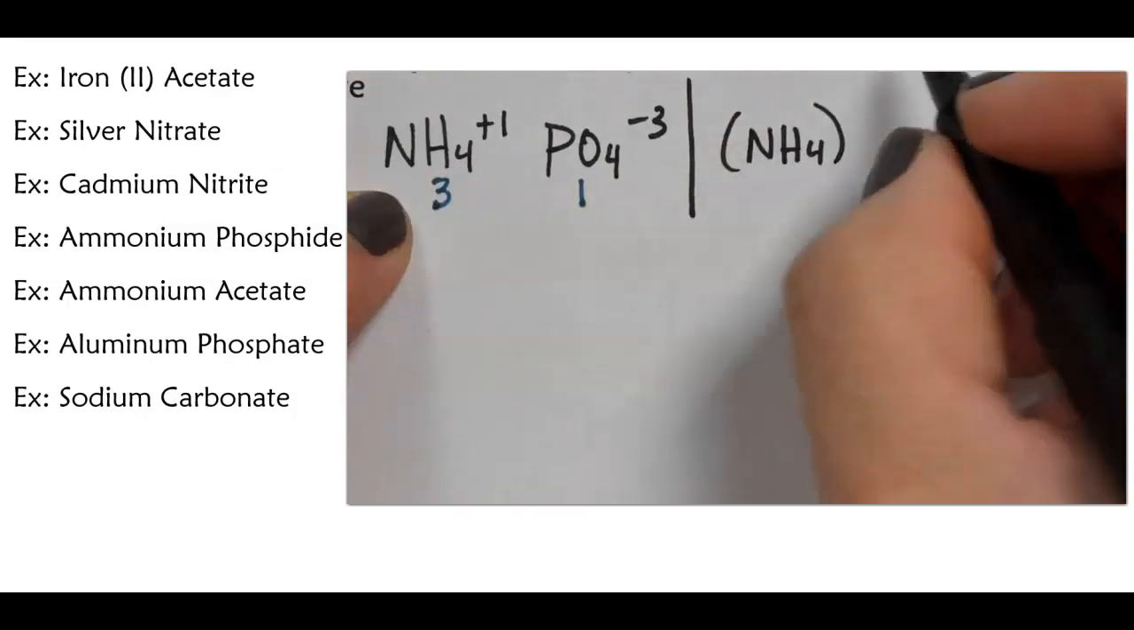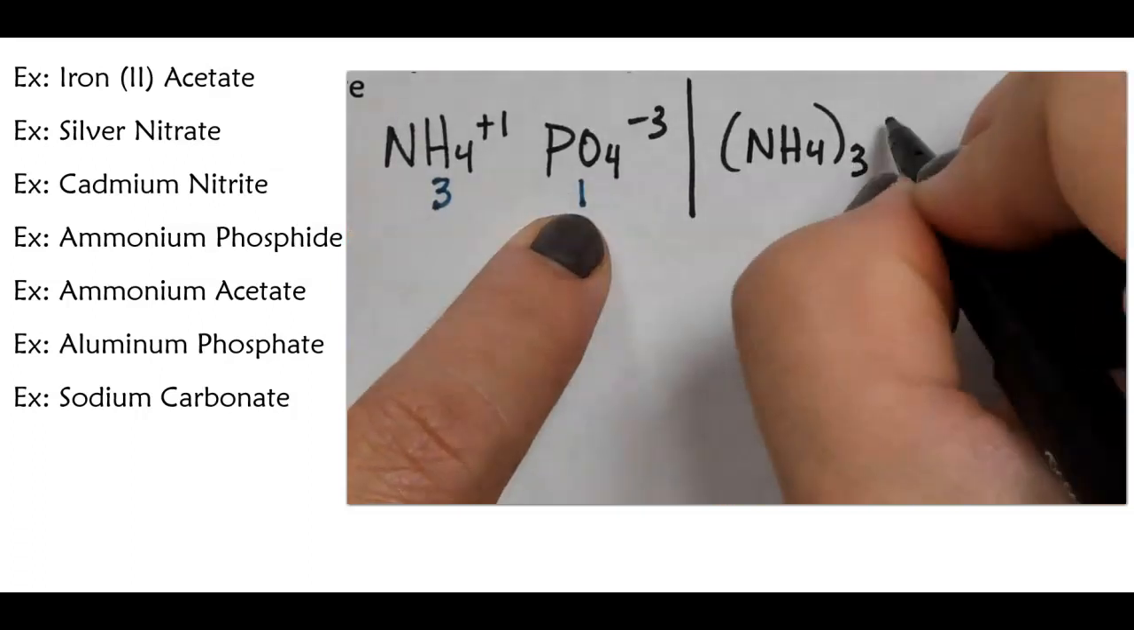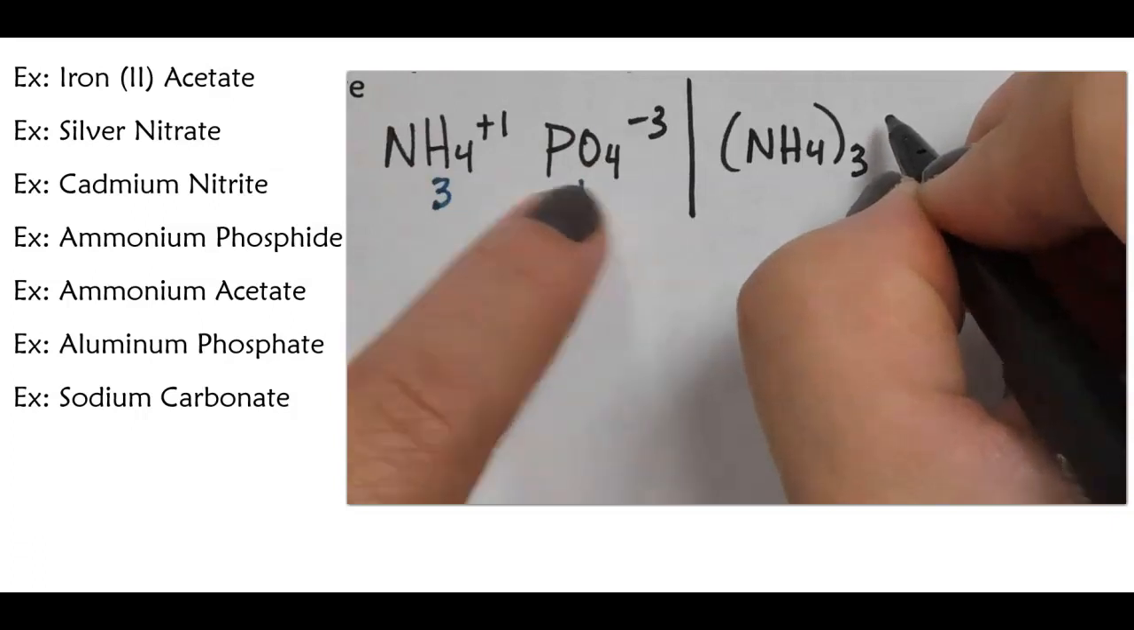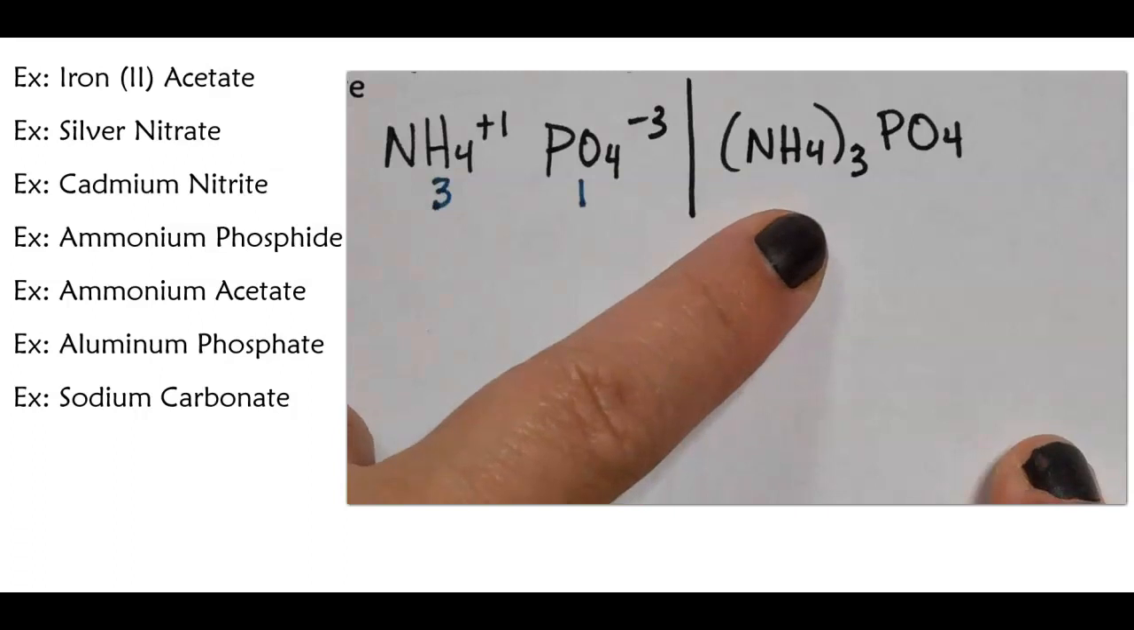NH4, no charge for the positive ones, put a 3 on the outside of the parentheses, and then I only need 1 phosphate, so I don't need parentheses around the PO4. I'm just going to write PO4. Again, no charges on the final answer.